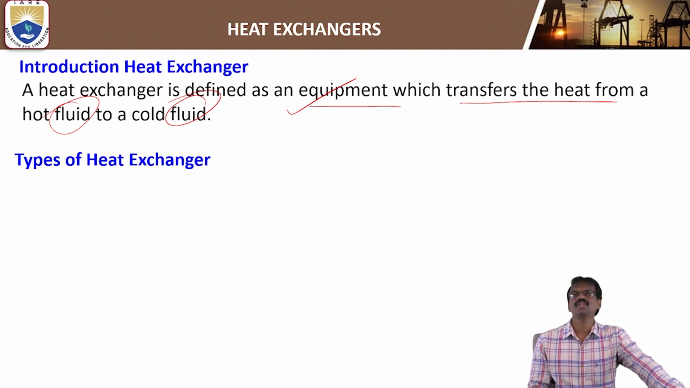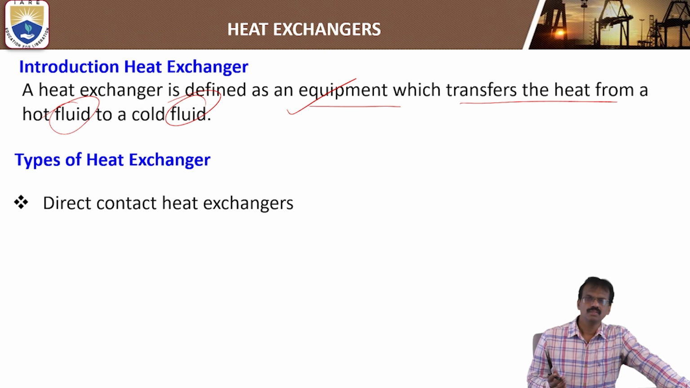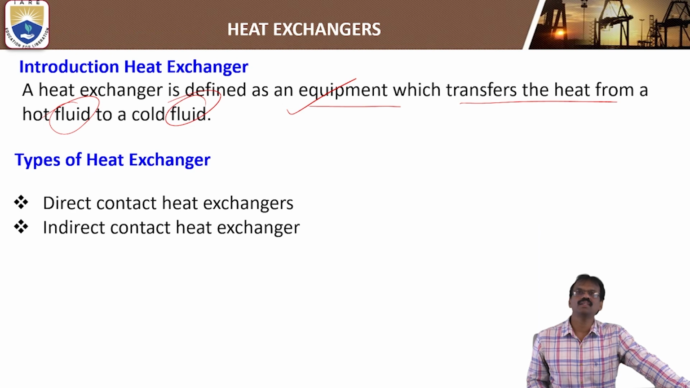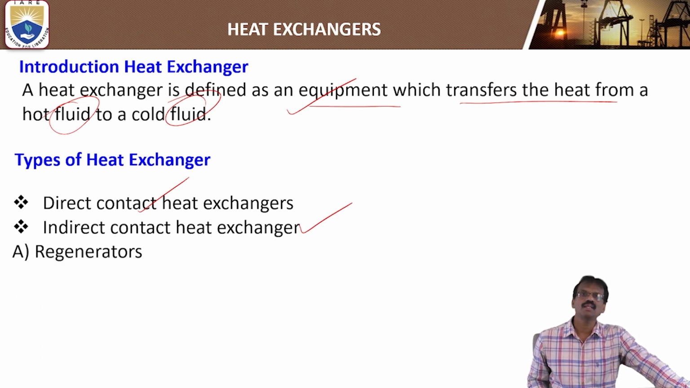Now we'll see types of heat exchangers. There are so many types of heat exchangers based upon the construction and the flow type. So we'll see different types. The first one is the direct contact heat exchanger. We'll see one by one what a direct contact heat exchanger is and how heat transfer takes place between the fluids. The second one is the indirect contact heat exchanger. The third one is the regenerators.